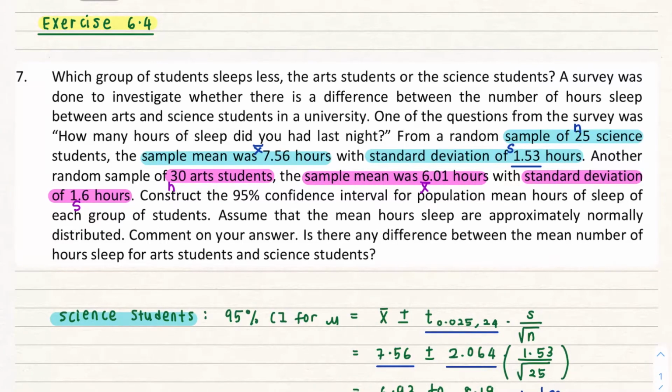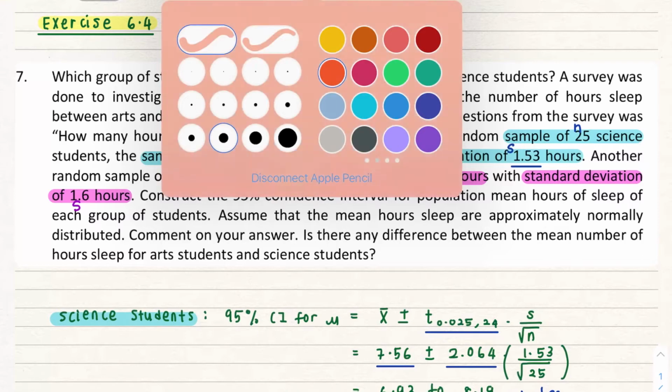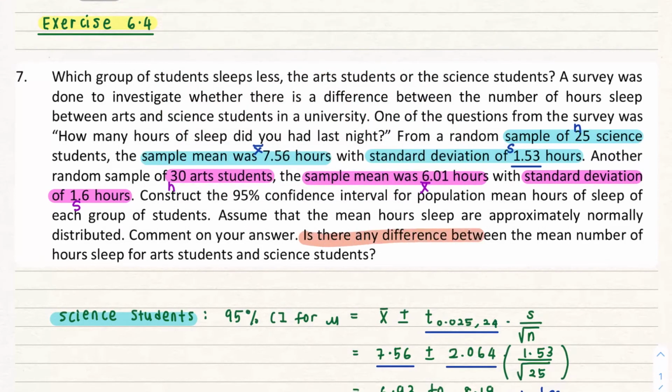Alright, now in this video, I'm going to share with you when you have to compare between two groups of a confidence interval, and the question asks you whether there is any significant difference or no significant difference. For example, exercise 6.4 number 7. I would like you to read the question by yourself, but the main point is they're asking, is there any difference between the mean number of hours of sleep for arts and science students?